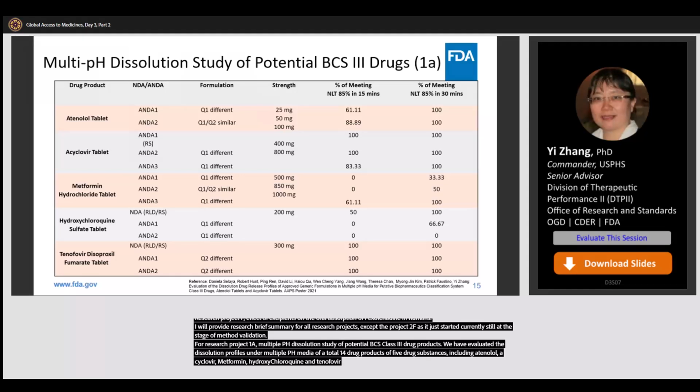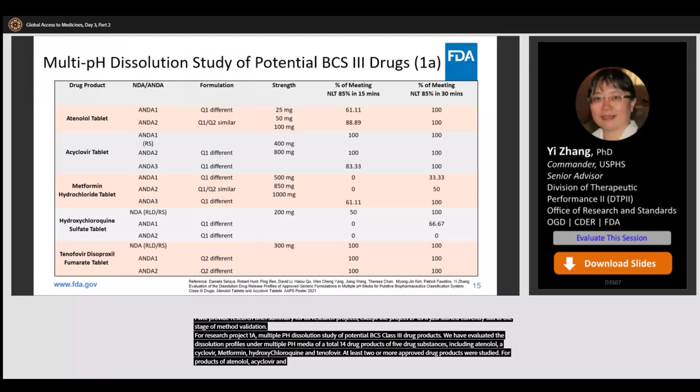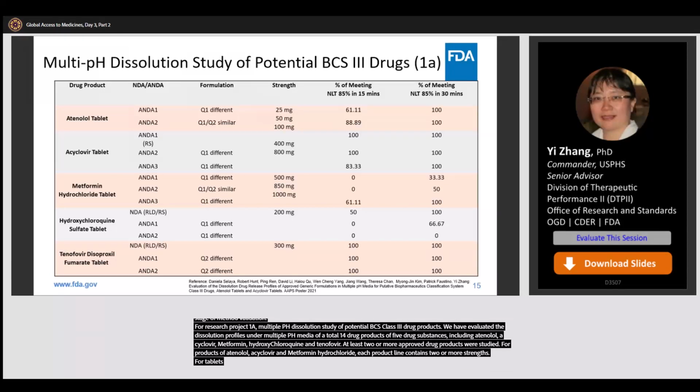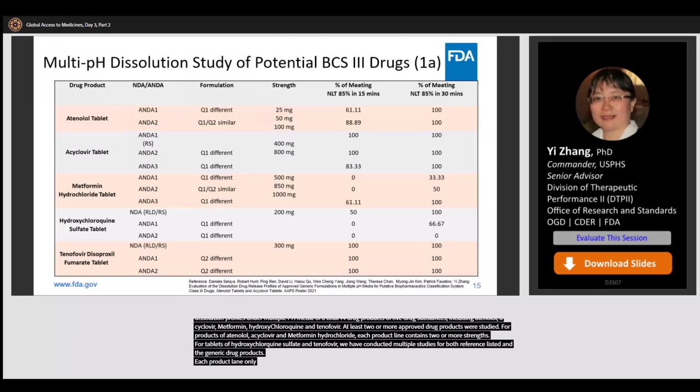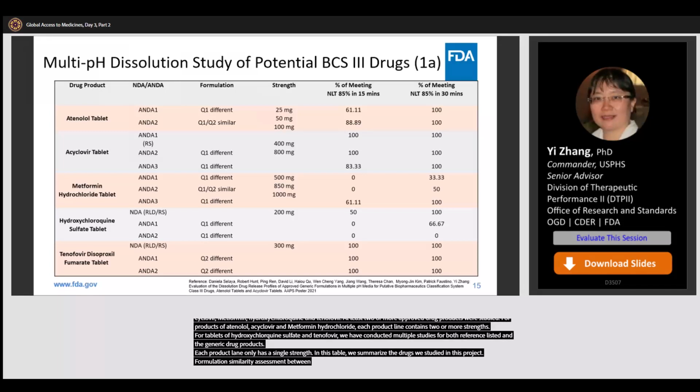For tablets of atenolol, acyclovir, and metformin hydrochloride, each product line contains 2 or more strengths. For tablets of hydroxychloroquine sulfate and tenofovir disoproxil fumarate, we have conducted multiple pH dissolution studies for both reference-listed and generic drug products. Each product line only has a single strength. In this table, we summarize the drugs we studied in this project, formulation similarity assessment between generic and reference products, as well as their dissolution performance.